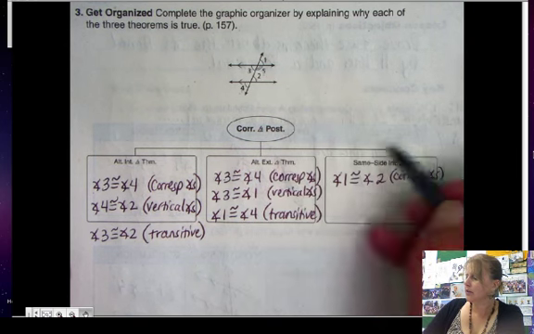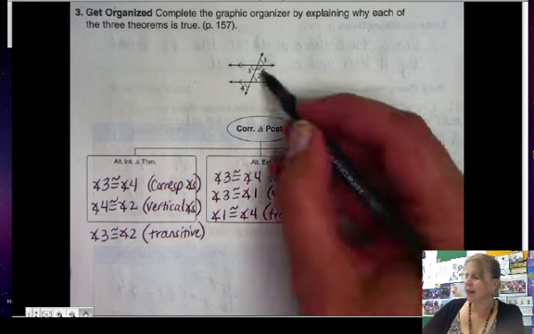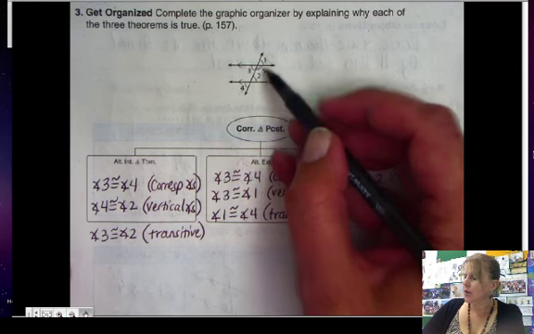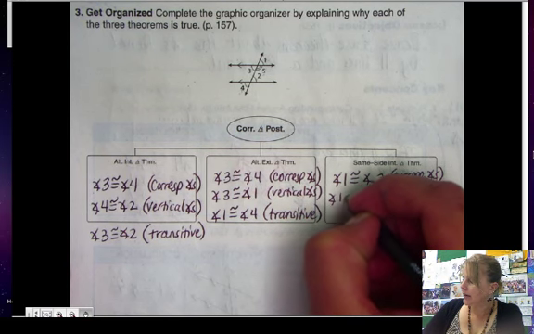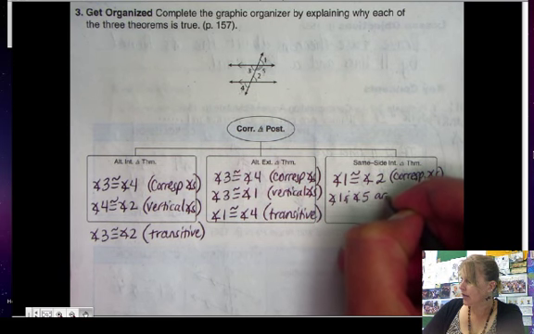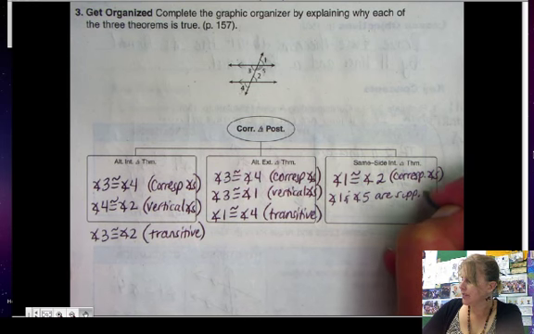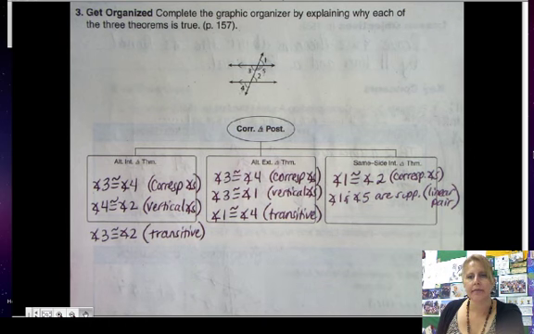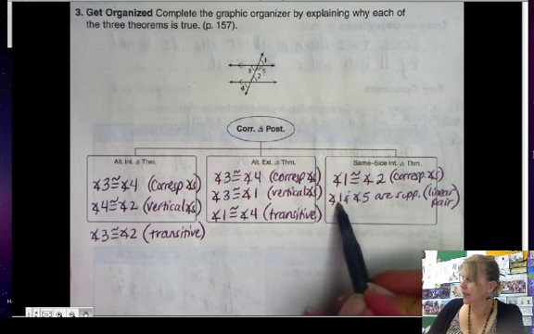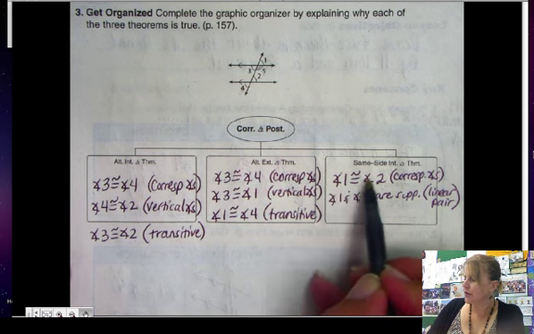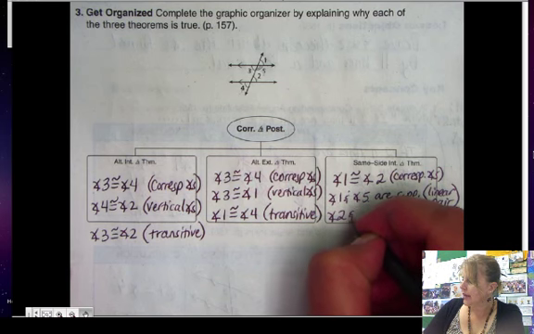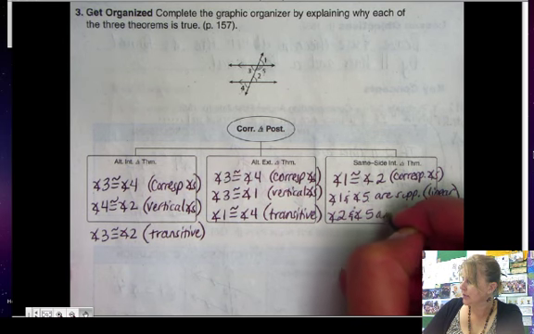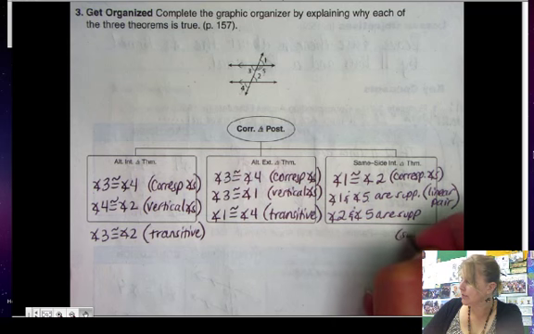So remember, same side interior angles theorem says that 5 and 2 are supplementary. So we need to say that 1 and 5 are supplementary. Angle 1 and angle 5 are supplementary. And the reason why is they are a linear pair. Okay? So if angle 1 and 5 are supplementary and angle 1 is congruent to angle 2, I can substitute and say that angle 2 and angle 5 are supplementary by substitution.